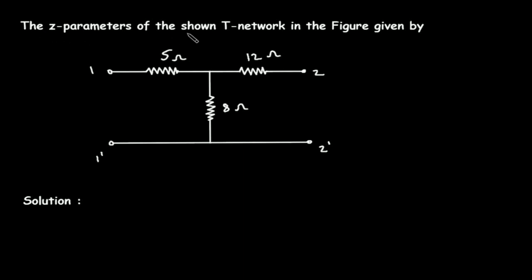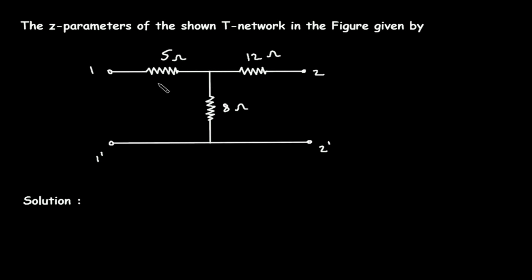Find the Z parameters of the T network shown in the figure. Here we can see this is a T network. It looks like a T, so it is called a T network. We have to find the Z parameters for this two-port network.